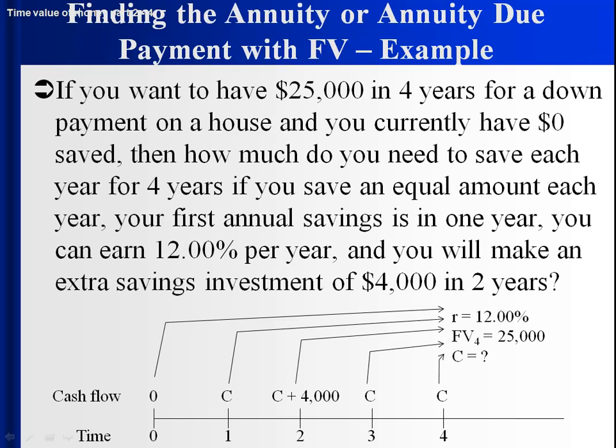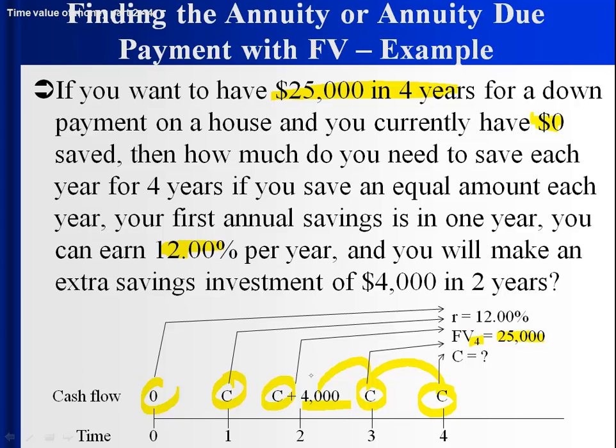Here's a similar situation. We want to have 25,000 in 4 years, but we currently have nothing saved. How much do we need to save each year for 4 years, an equal amount each year, first in a year, so we've got those 4 payments. We can earn 12%, but we're also going to make an extra payment of 4,000 in 2 years. The reason it's positive is because 4,000 more is going into our account. That gets to compound to help us get to 25,000.